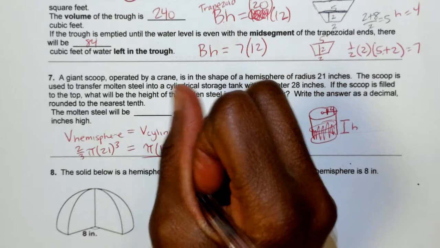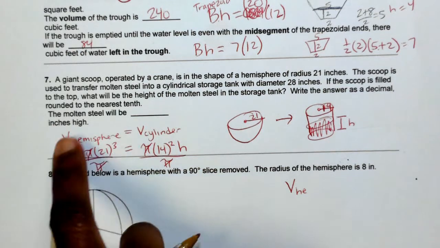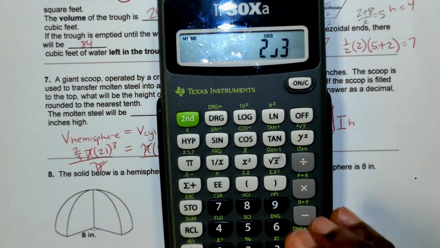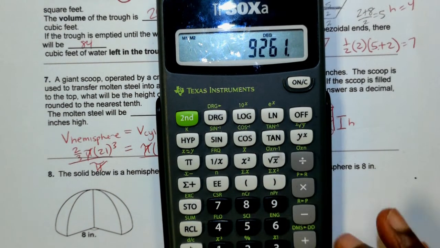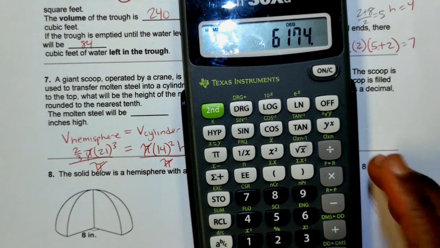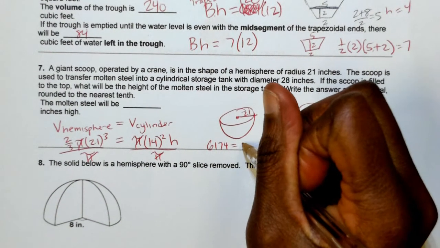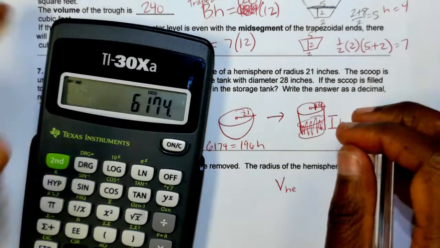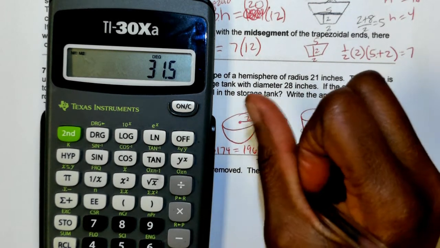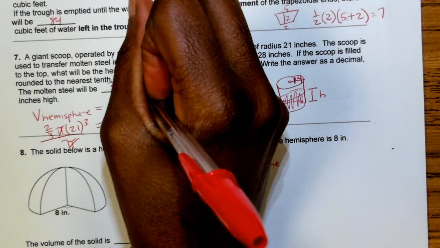Okay, so if we divide both sides by pi to start off with, the pi's cancel. All right. Then I'll actually evaluate this and divide it by 14 squared. So 2/3 times 21 cubed equals that number. So 6174 equals 196h, because 14 squared is 196. So divided by 14 squared, or 196, gives us 31.5. So the height will be 31.5 inches.